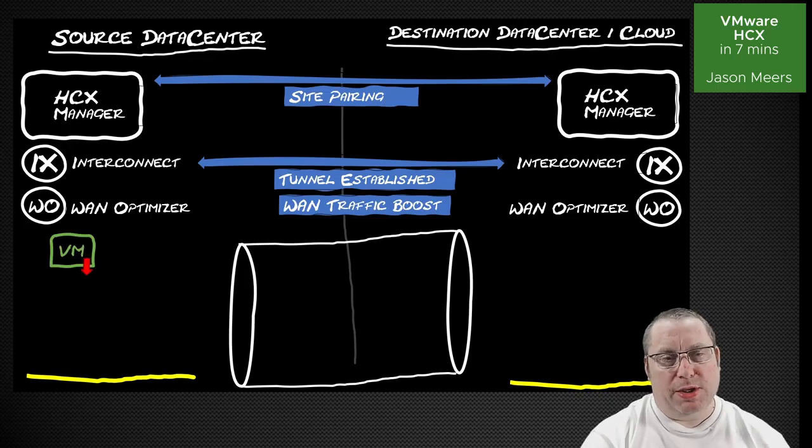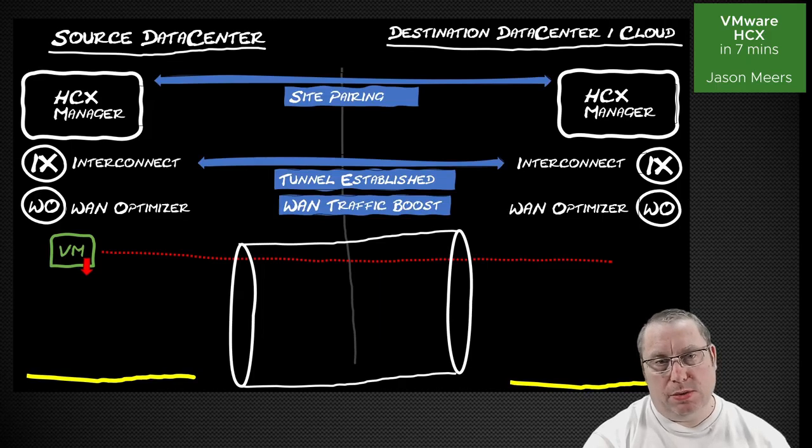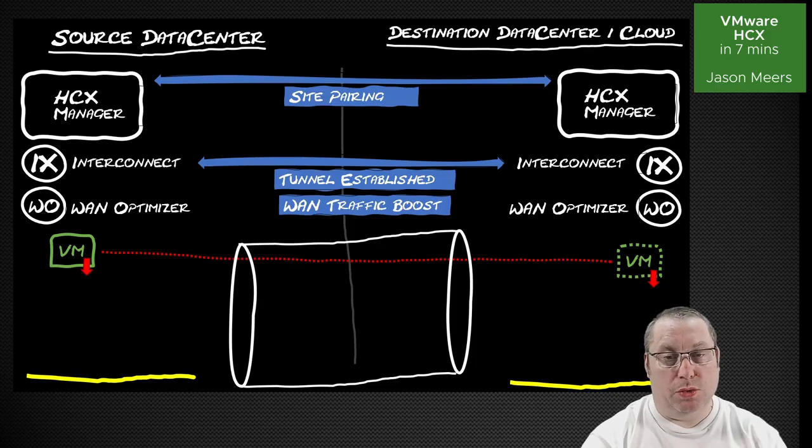Once we've got that tunnel established and an optional WAN optimizer, I've got a virtual machine there, and the downward arrow is saying that this virtual machine is shut down or stopped. The VM is down. What I'm going to do is migrate that across that tunnel to data center 2 or the cloud data center, whichever one it is. The red arrows are showing it's down when I start the migration and it's down when I finish the migration. I've just done one cold migration there.